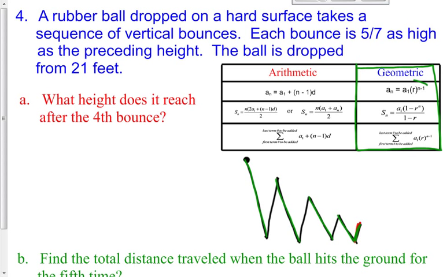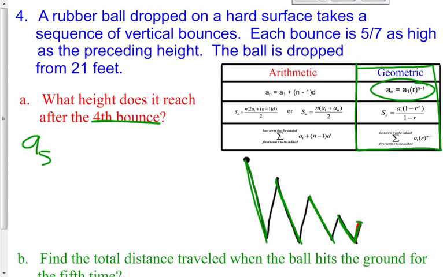So we're going to use this formula. What is a sub 5? This sounds kind of confusing because we think of a sub 4 because it's the fourth bounce. But we have to remember that the 21 is the first term. So here's 1, 2, 3, 4, and then as it comes back up again, we want to find this height, which is the fifth term.